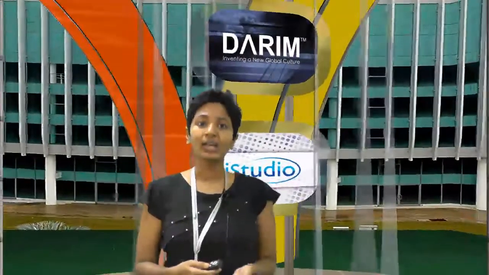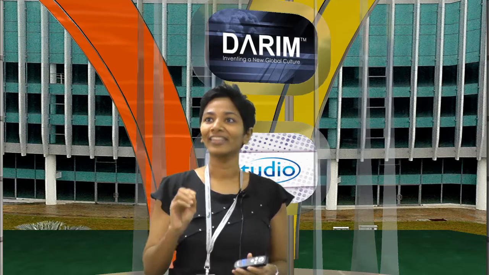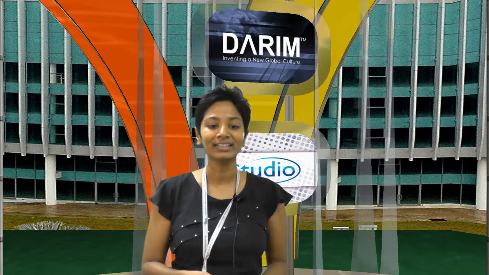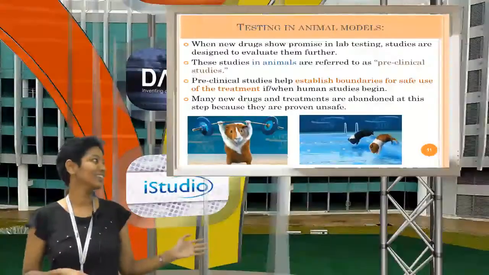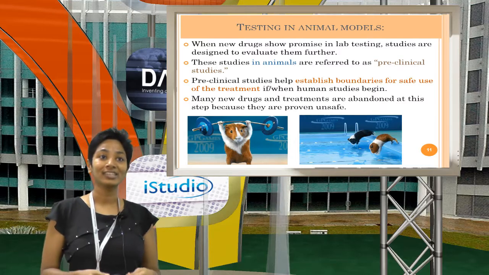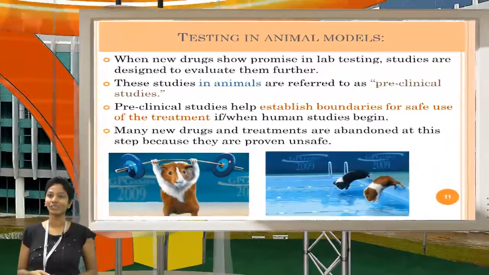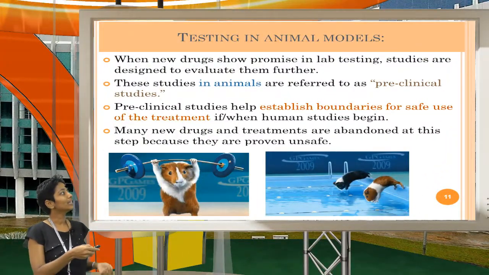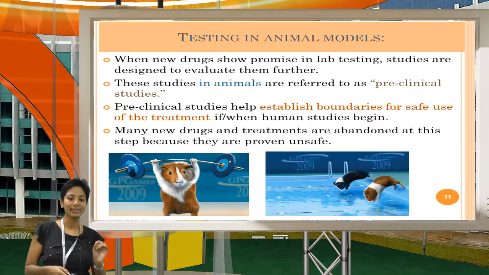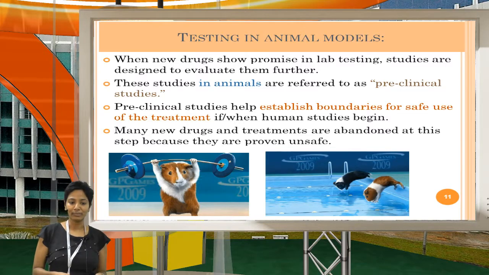So how do we do preclinical testing? We take a drug. Is it possible that we take a drug and then give it to a human being? We can't do that. So we need to do preclinical testing. Look at those guinea pigs, lovely ones, aren't they? They are the ones who are sacrificing themselves for the greater good of society. What do we have here? Testing in animal models. When new drugs show promise in the lab testing, they are tested in animals, and that's what is called preclinical studies or preclinical testing.